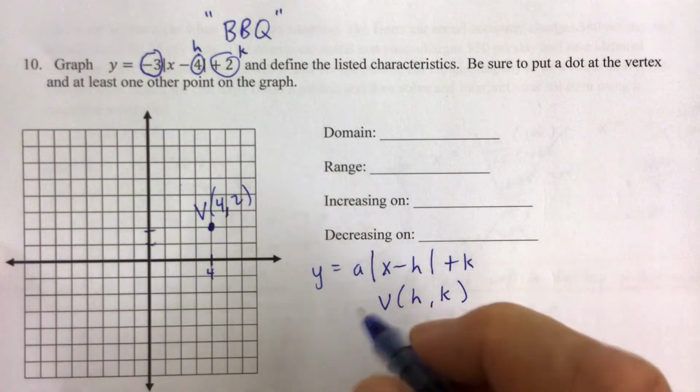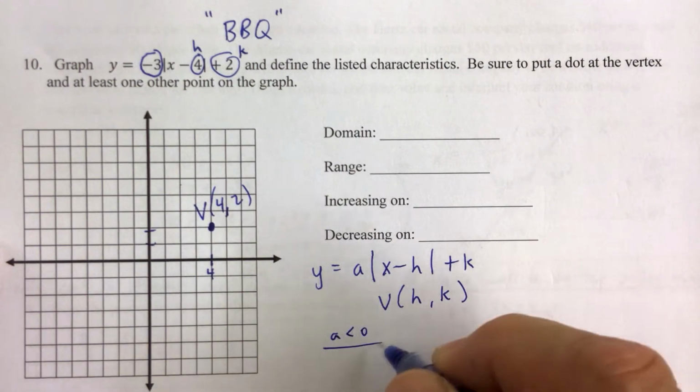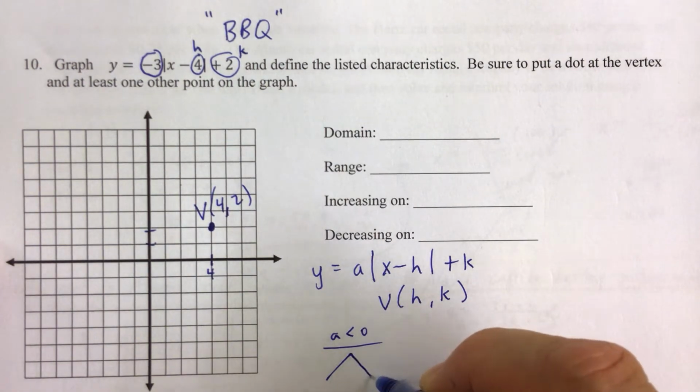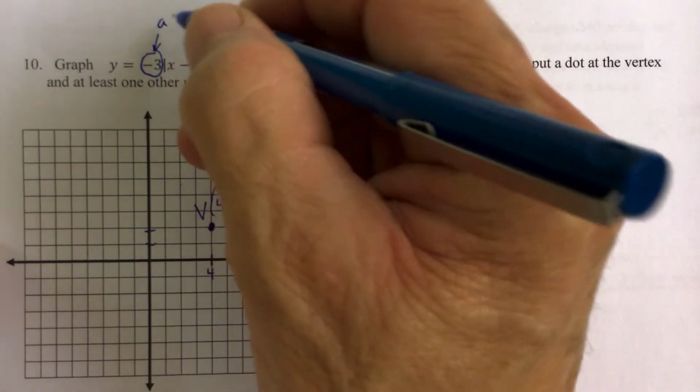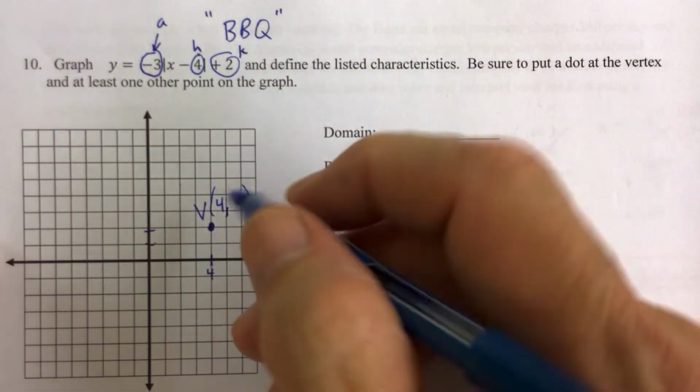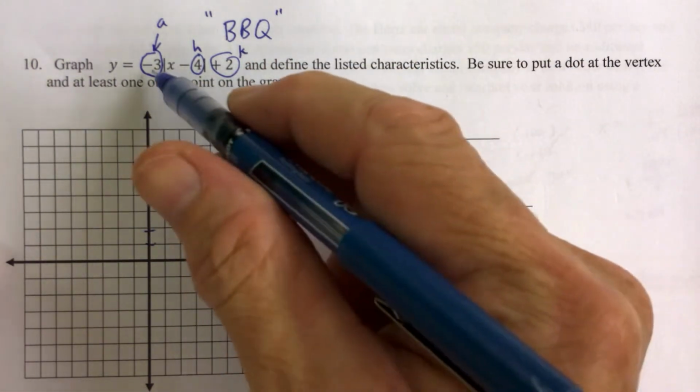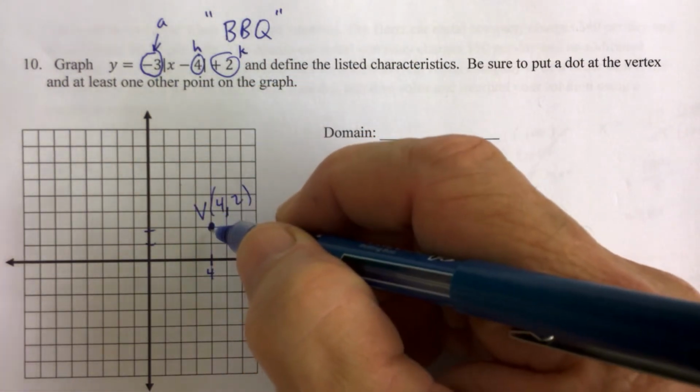The a is negative. Since the a is negative, that means that the V will open down. And that 3 right there, that's the a value. So negative 3 is the a value. That is kind of like a slope, so it behaves like a slope.